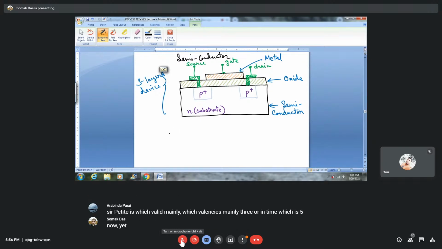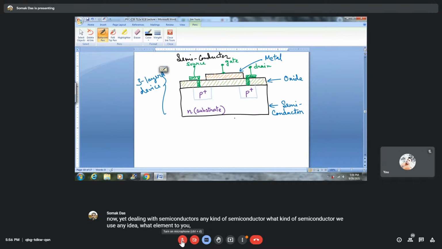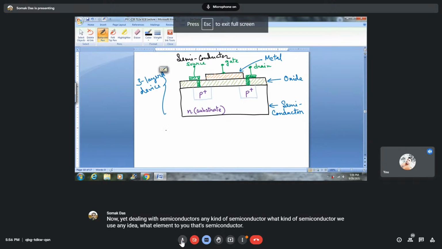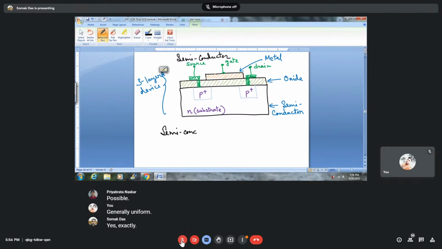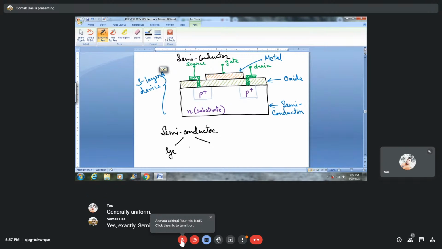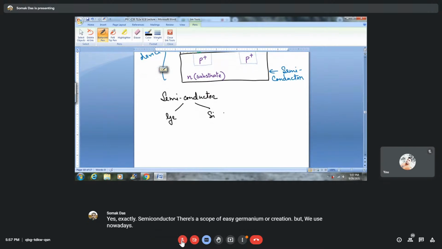Now we are dealing with semiconductors. Any kind of semiconductor, what kind of semiconductor we use? Any idea what elements we use as semiconductor? Yes, exactly. For semiconductors, there's a scope of using either germanium or silicon, but nowadays we use silicon. What is the reason for that?